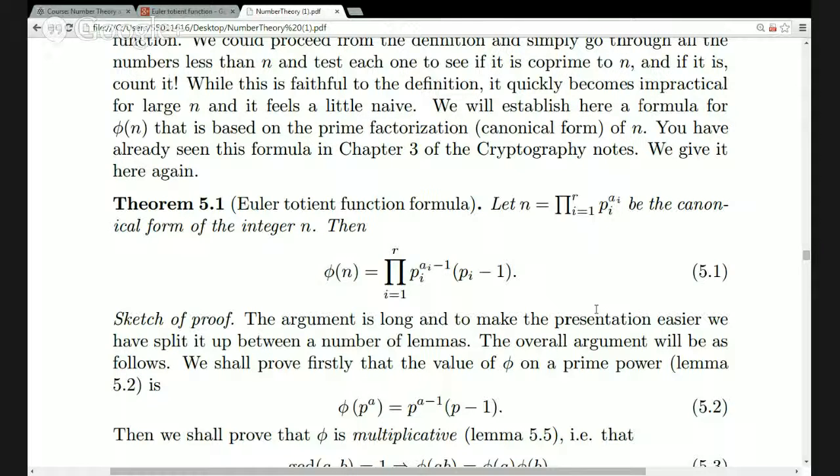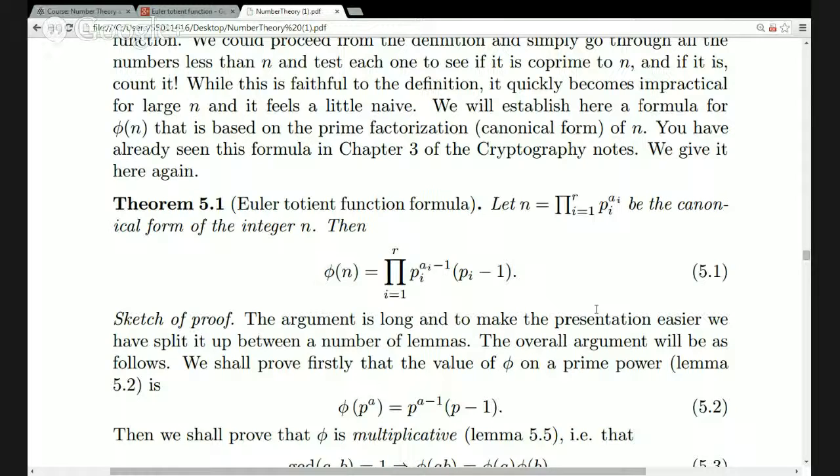So phi of 36 then should be this product, i equals 1 to r. So we've got r equals 2 here, so it's just 2 primes appearing, of pi to the ai minus 1 times pi minus 1. So I've just got 2 values of i to go over. The first one, I'm just looking at 2. 2 to the power of what? Well, 2 to the power of 2 minus 1, so it's just a 2. And that gets multiplied by 2 minus 1.